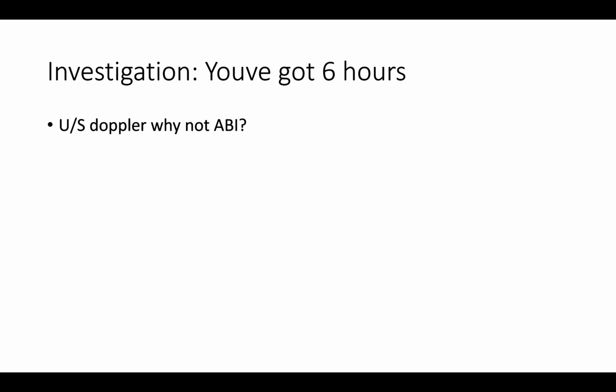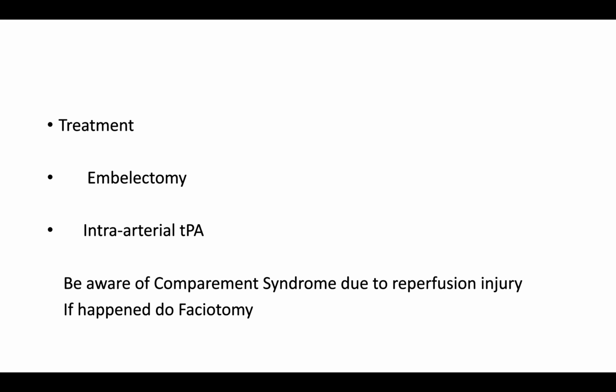To investigate, you do ultrasound Doppler, not the ABPI. Why? Because it's an acute event. The ABPI will not be helpful because the ankle brachial pressure index usually measures chronicity. Okay, and remember you have 6 hours to treat acute limb ischemia. How are you going to treat it? With embolectomy or intra-arterial tPA? I'm going to show you the picture of the embolectomy in a second.